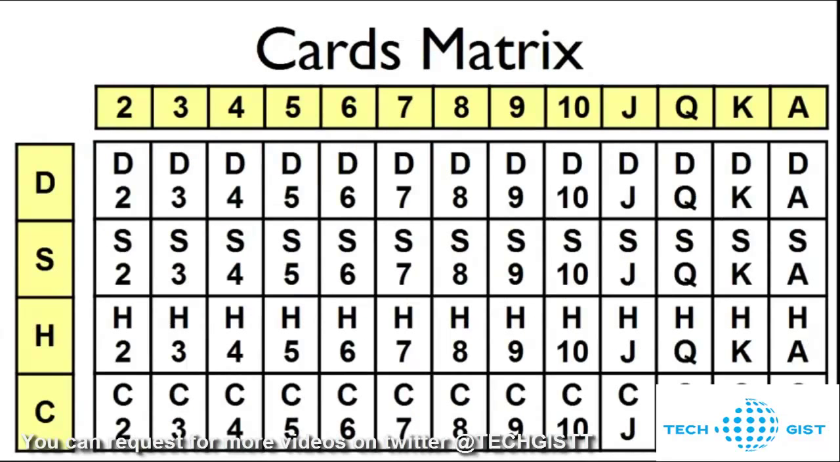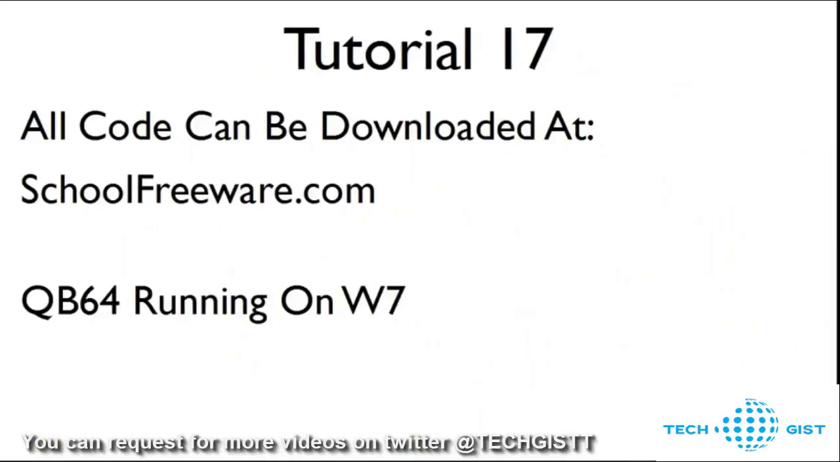The way we'll make our card matrix is as follows. We will take two arrays, one of suit and one of rank. The array of suit includes the diamonds, spades, hearts, and clubs. The array of rank starts with the 2 and ends with the ace. The matrix is loaded in by combining the two arrays. So here we have the 2 of diamonds, the 3 of diamonds, and finally we will end with the ace of clubs. All code can be downloaded at schoolfreeware.com.